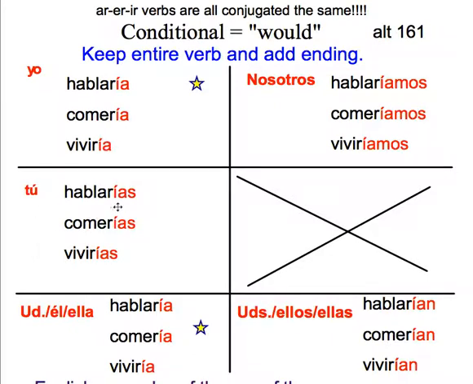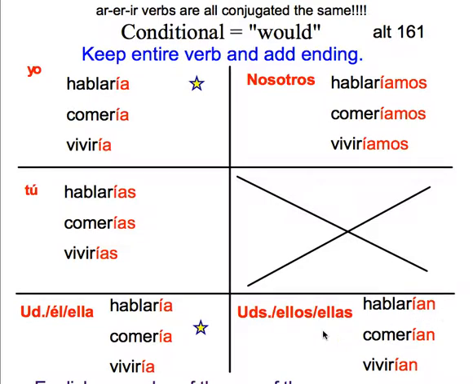The tú form has ías. The usted, él, ella form is ía, and you'll notice the little star here because the yo form and the usted, él, ella form are exactly the same. The way that you distinguish between the two is you use the subject pronouns: the word yo, or the word él, ella, or usted, depending upon what you're talking about. The nosotros form gets a little bit big: hablaríamos. And the ustedes, ellos, and ellas form is ían: hablarían.